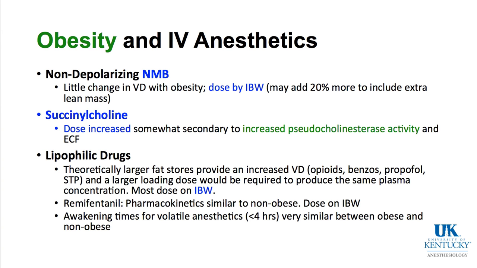Lipophilic drugs go to the fat stores of the body, and the volume of distribution therefore is increased. So drugs like opioids, benzodiazepines, propofol would need a larger loading dose to produce the same plasma concentration, but most will dose on an ideal body weight plus maybe 10 or 20%, although there's some controversy about this. Remifentanil pharmacokinetics are similar to the non-obese. We dose on ideal body weight.